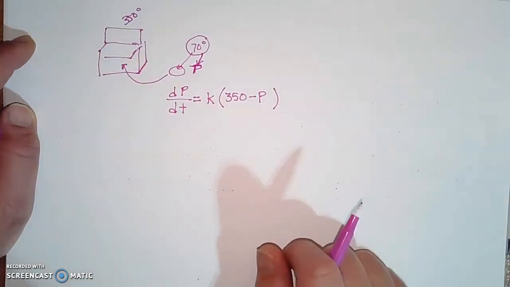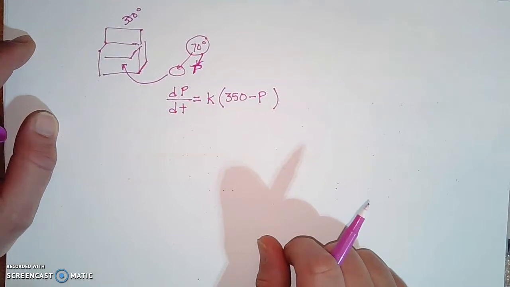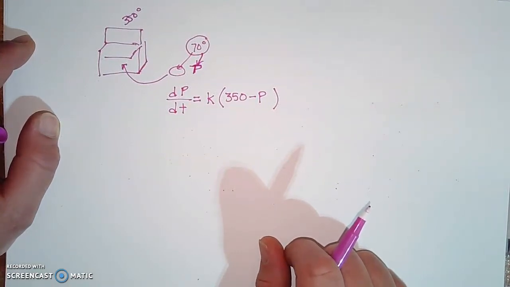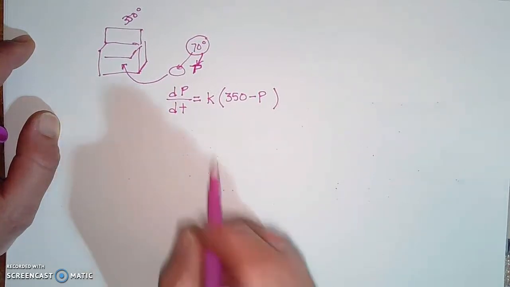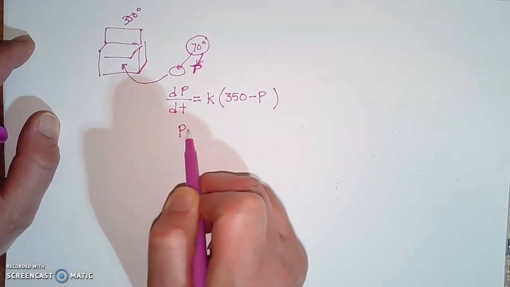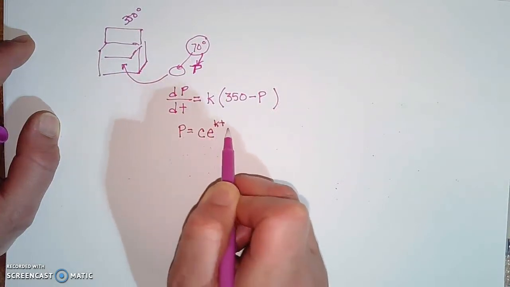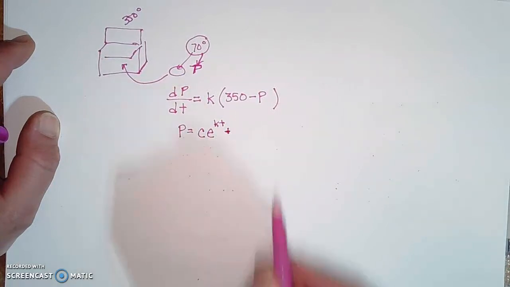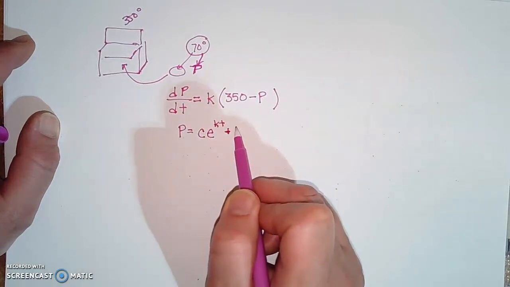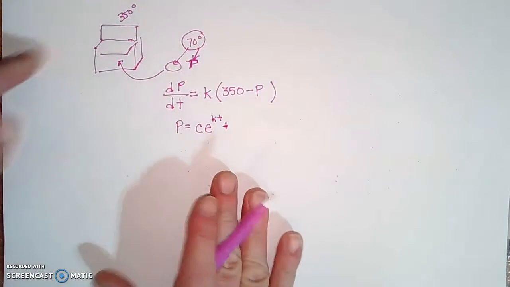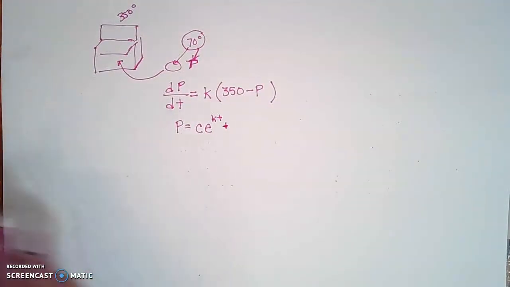It actually won't matter which one is bigger or which one is smaller. The question will end up working itself out, and these problems always work out the same way. The answer to this one is always going to be P equals C e to the kt plus either negative 350 or positive 350. Well, the question is, how are we going to know?